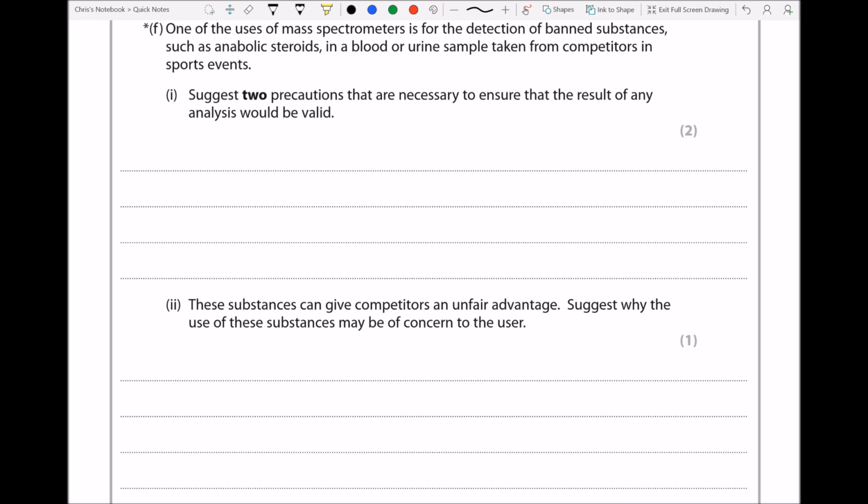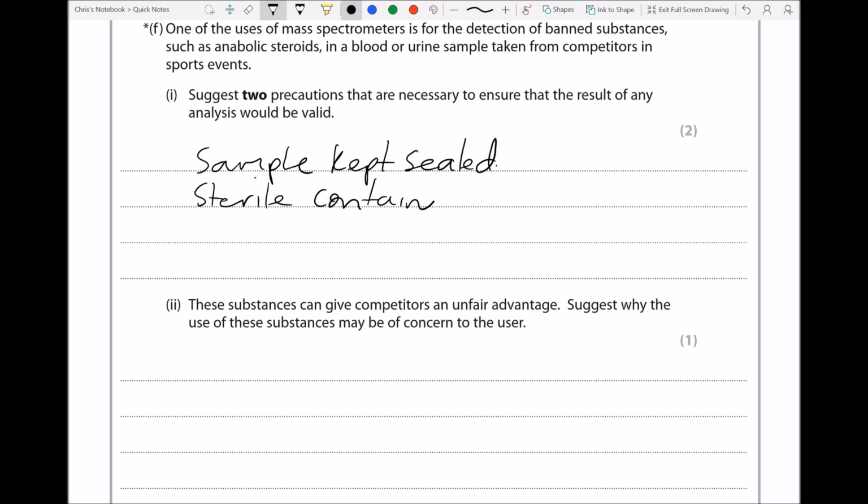So this is a bit like forensics. With any forensics, you've got to be really careful with cross-contamination. You've got to be really careful about when you use the sample, when you test it, and recording the dates and storing it correctly. All this is really important because the sample can change over time if it's not stored correctly. There are loads of different things you can say here. You can say the sample is kept sealed, which prevents any contamination. Sterile container, to prevent contamination again.